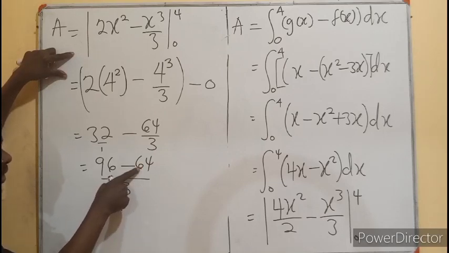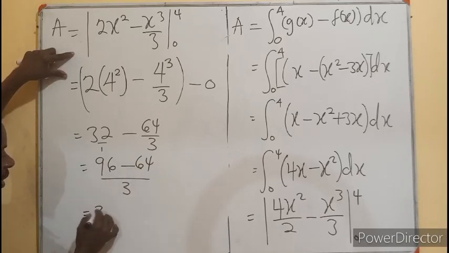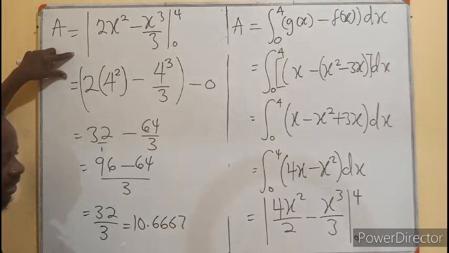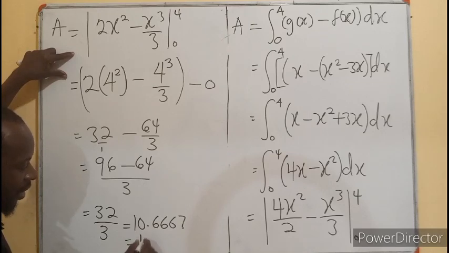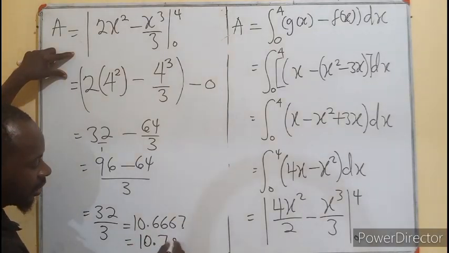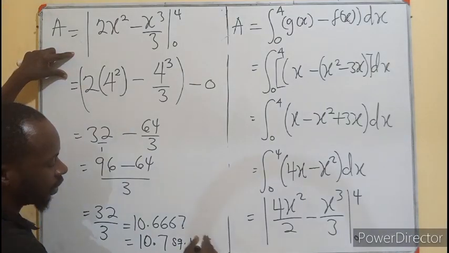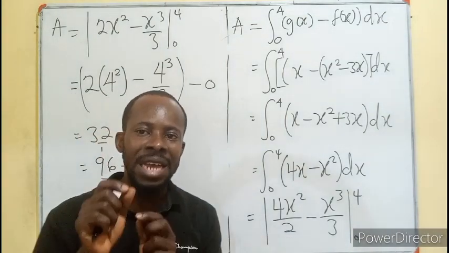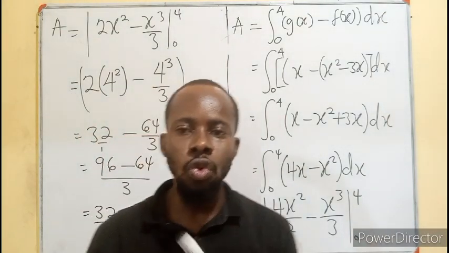What will I be seeing? This from here will be 3. So I'll be having 32 divided by 3. Which I know I'll have 10, 2 divided by 3. That would be 6.7. If I'm to round this to, let's say, 3 significant figures, 1, 2, 3, that will have been 10.7 square units. So this will be the area of the region, the enclosed region between the two graphs.